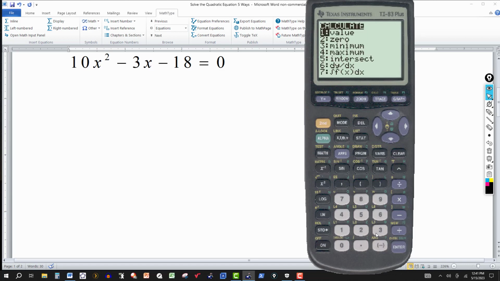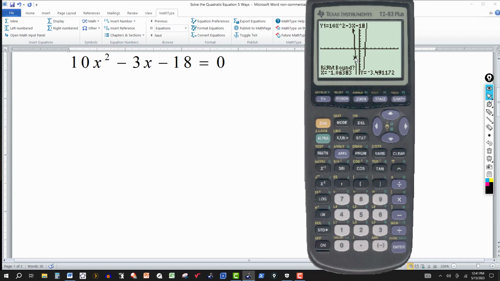So hit 2, and then notice it asks for a left bound. So I put the cursor there on the left, and I hit enter. And I notice on the lower left, it asks for a right bound. So I go past that point where it crosses.